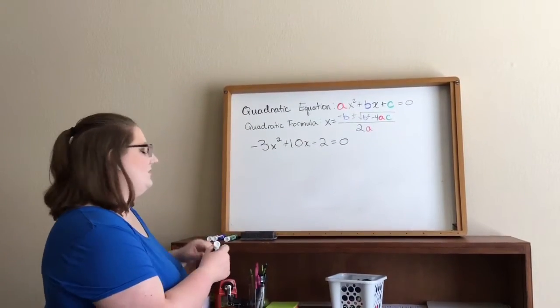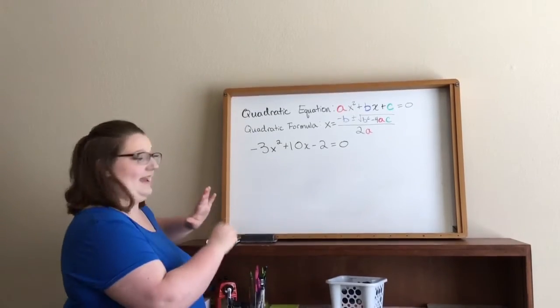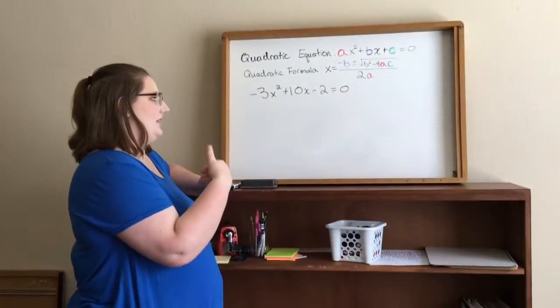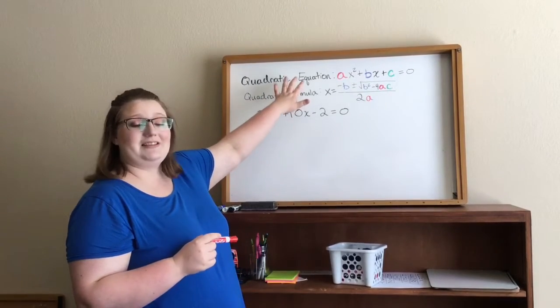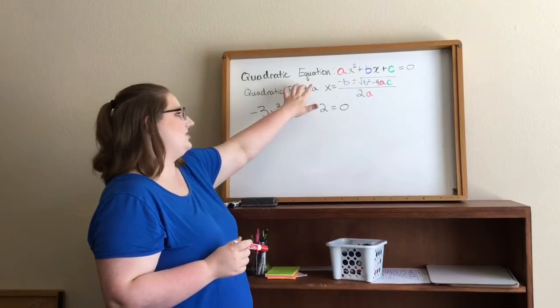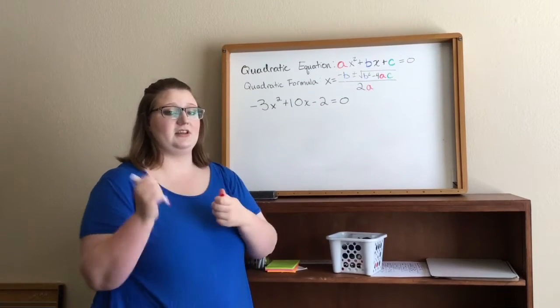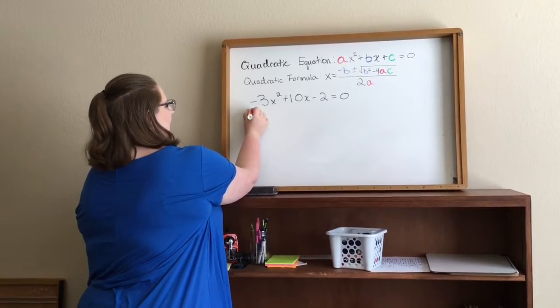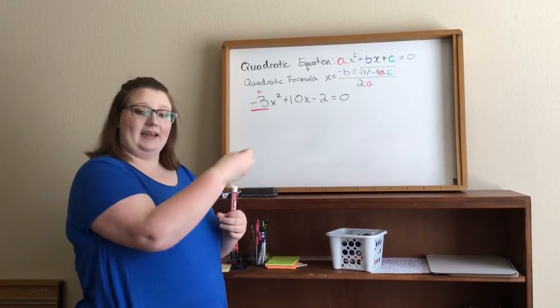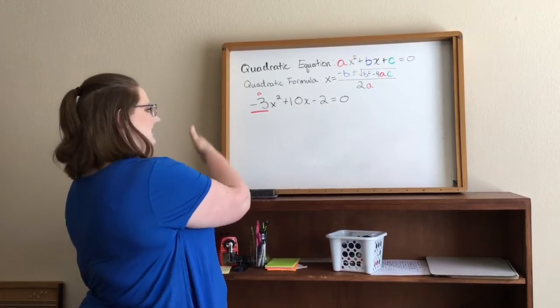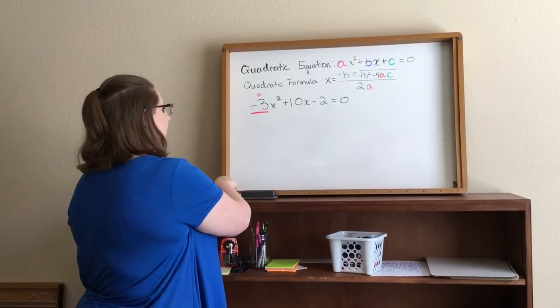So we're going to have to go through first and identify a, b, and c so that we can plug those numbers into our formula. Based on what we know is the standard form of a quadratic equation, a is the coefficient with x squared. So a in this case is negative 3. And notice that we include the negative with a, so it's the sign and the number.